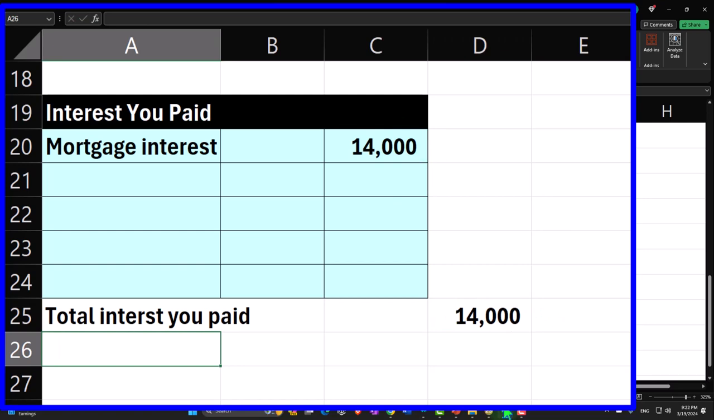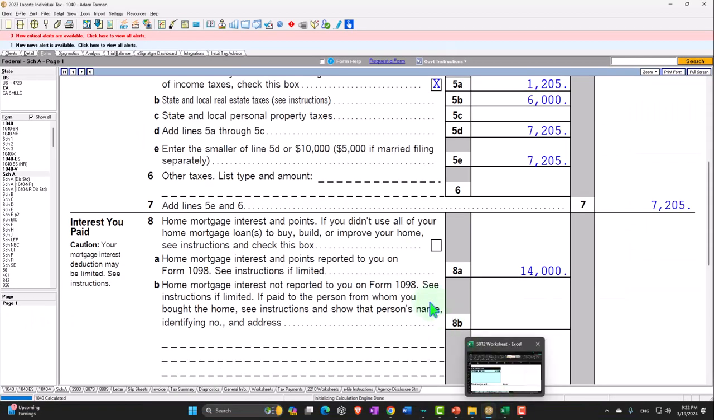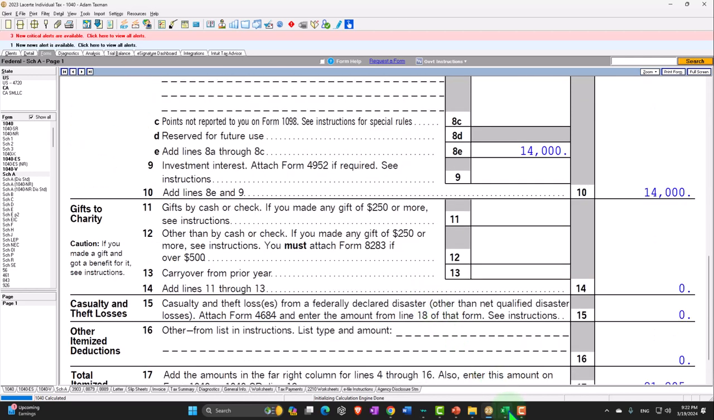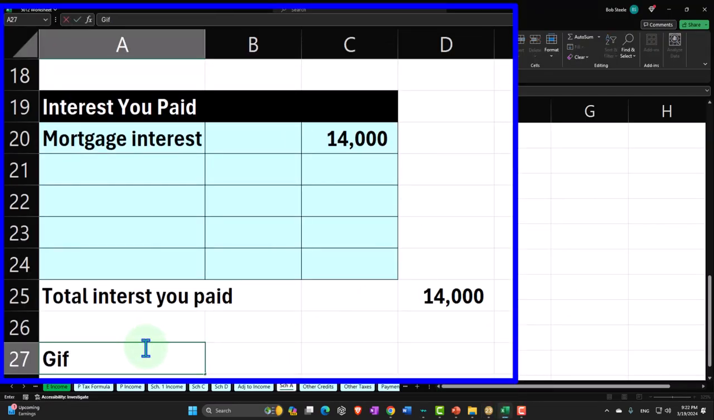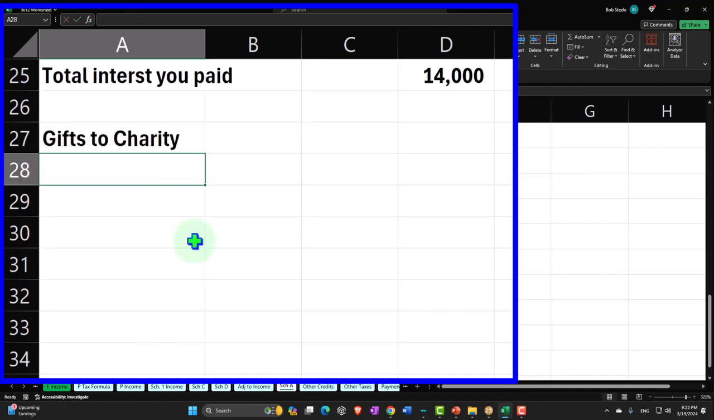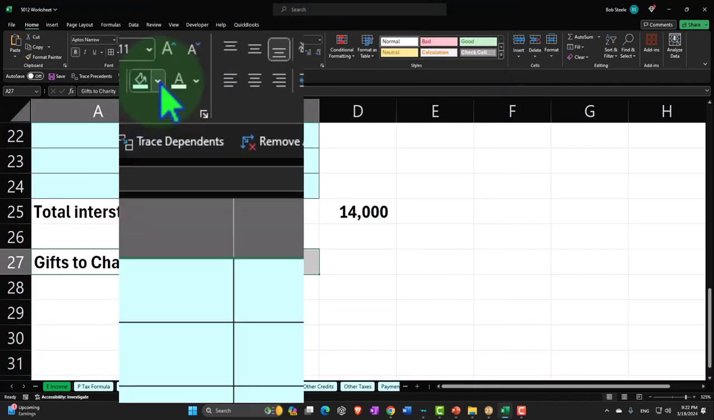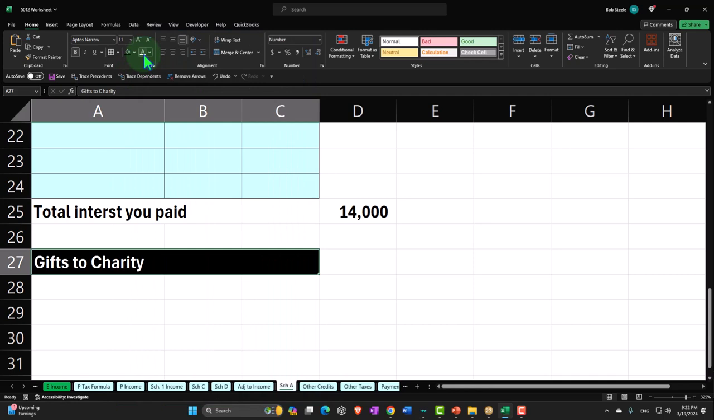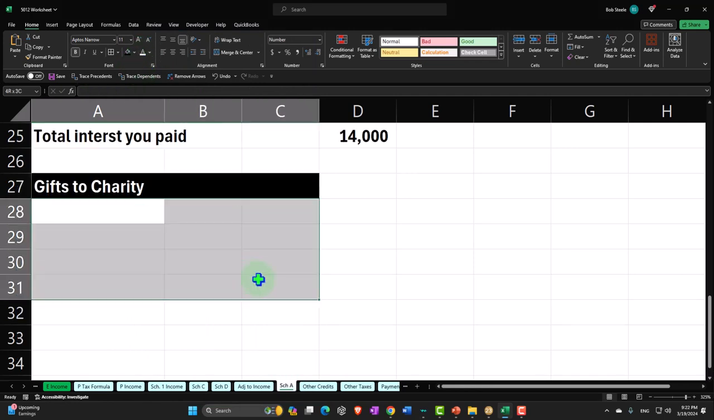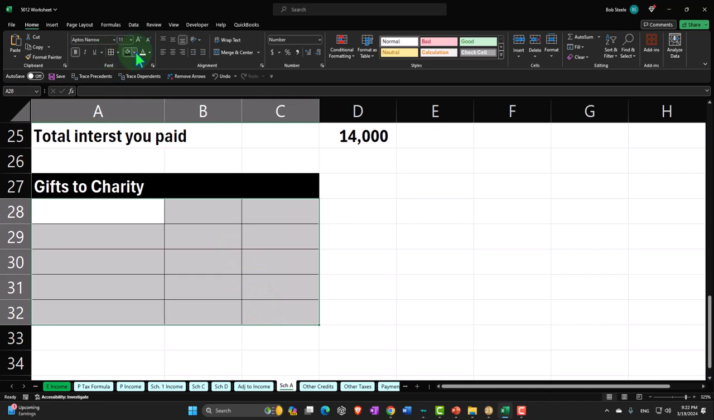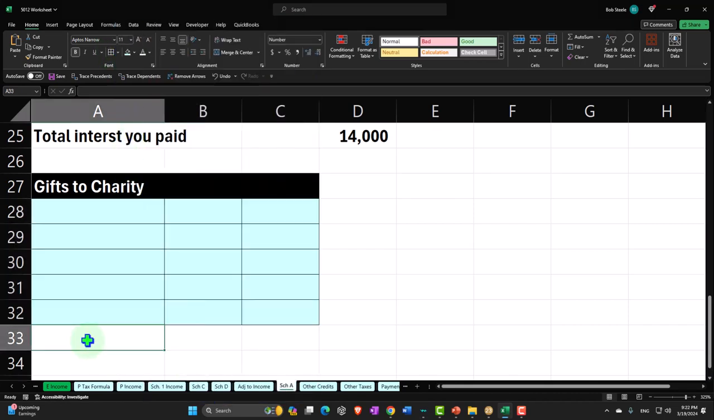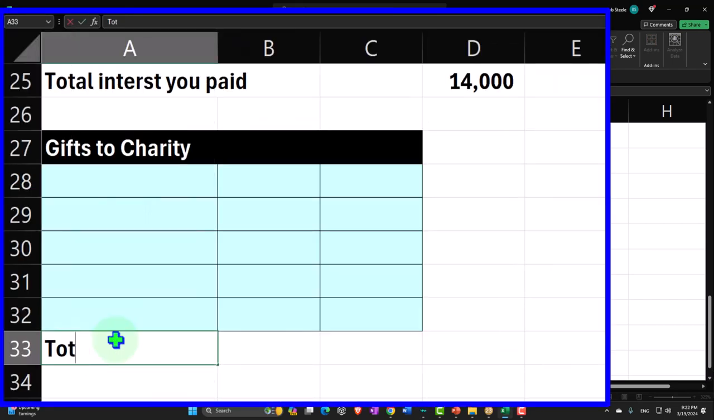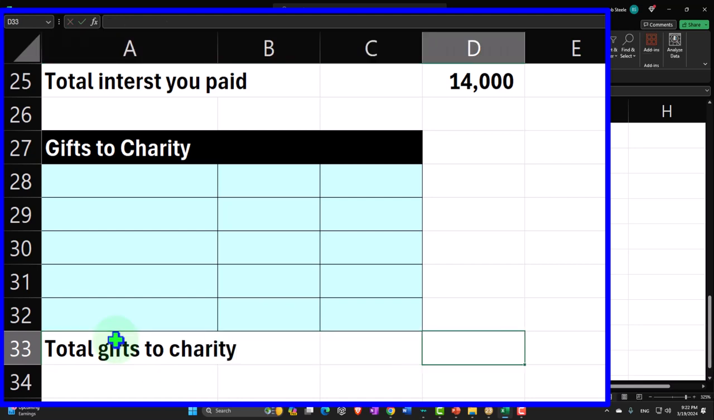All right. Next category. Oh, what happened? We have then gifts to charity. And we're going to say, as long as it's not going to be burnt on the altar of the government bonfire, then we'll give the dollars to the charity. Gifts to charity. So this will be total gifts to charity, equals the sum, and boom.